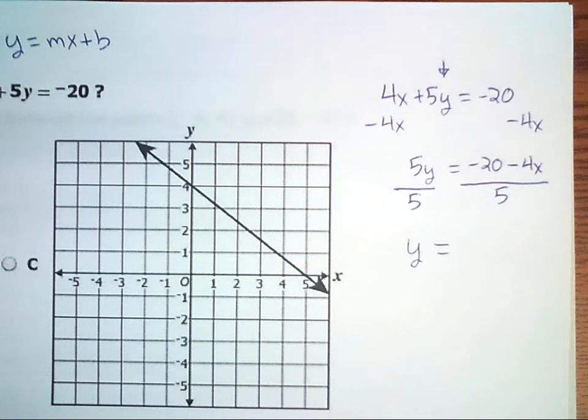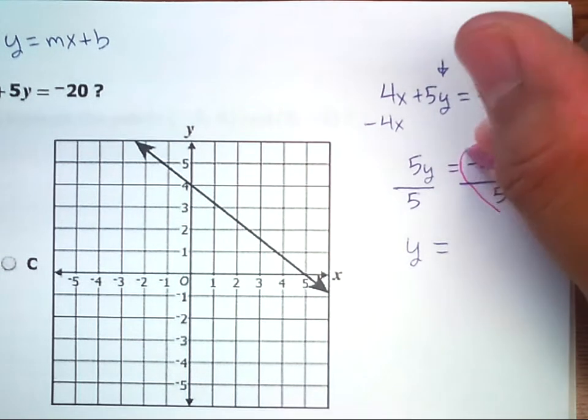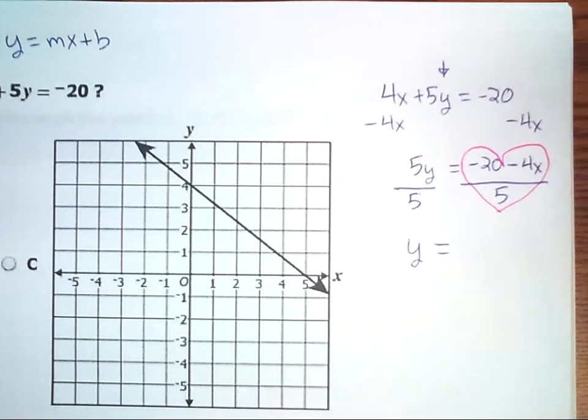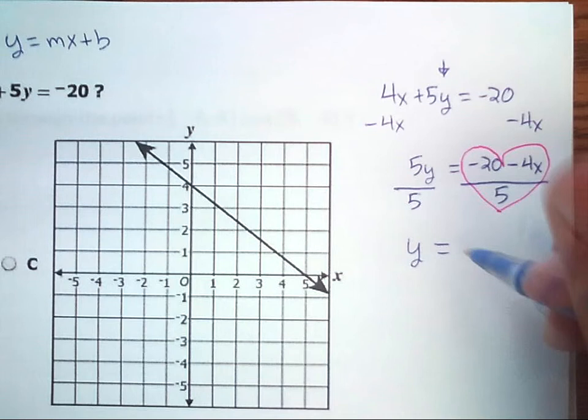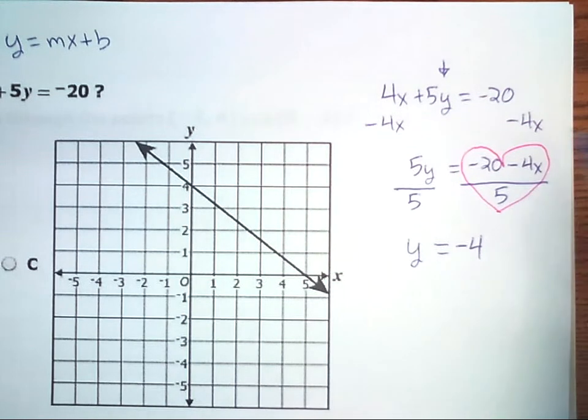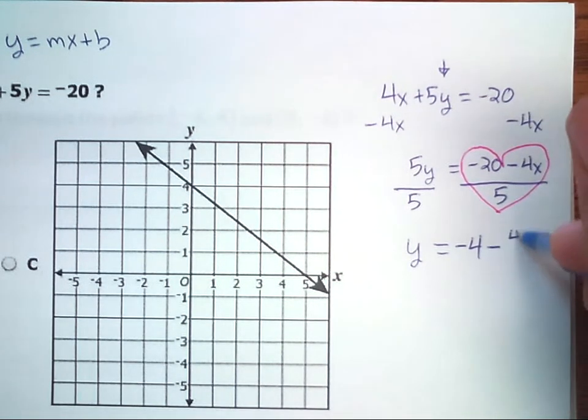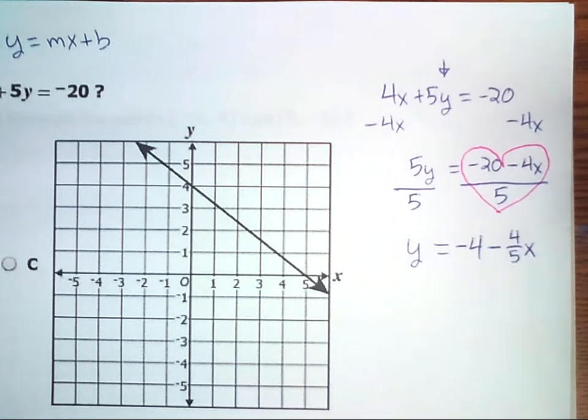Negative 20. This is the part where we need to split up this big fraction. We're not really a big fan here. So we got negative 20 divided by 5. That's negative 4. And then we have minus 4 divided by 5. That doesn't really clean up, so we're going to leave it like that.